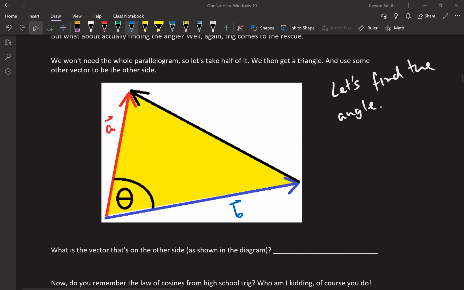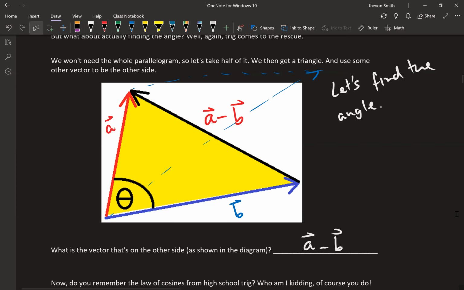Like A plus B is if I went along A and then I added B. A plus B would be the vector that goes over here, along the diagonal of a parallelogram. It's actually A minus B. So that's actually the angle here. So what is the vector on the other side? This is A minus B.